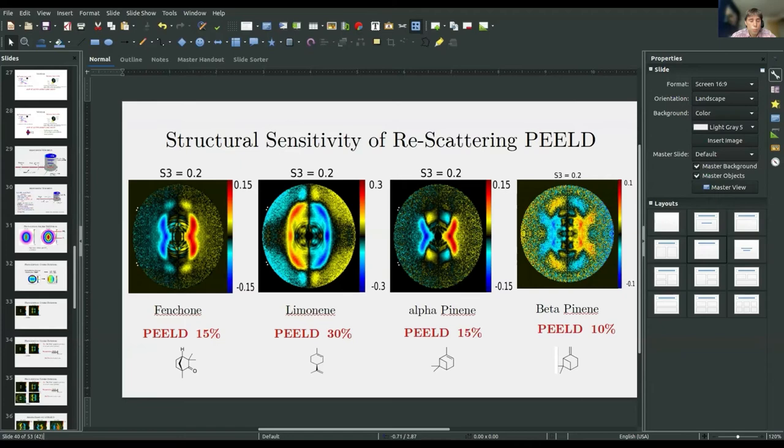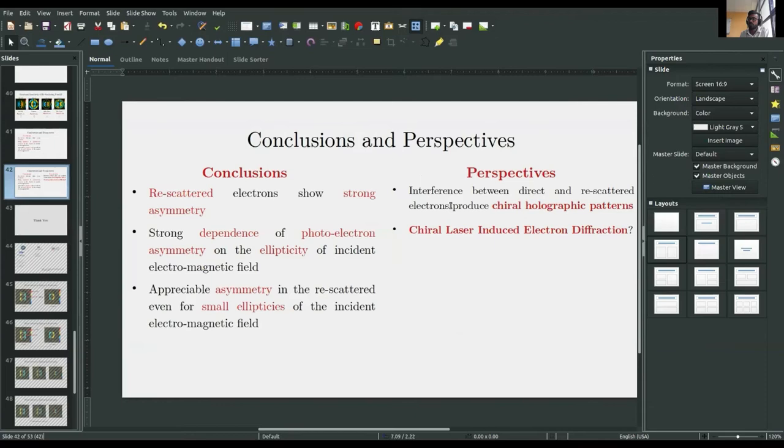Okay, thank you. Do you think these new experiments that you are planning will give you more information about it? Yes, especially from the interference of the chiral holographic patterns. Since we will be manipulating these electron trajectories in a much finer way, we can kind of scan the whole chiral molecular potential. And also from the laser induced electron diffraction.